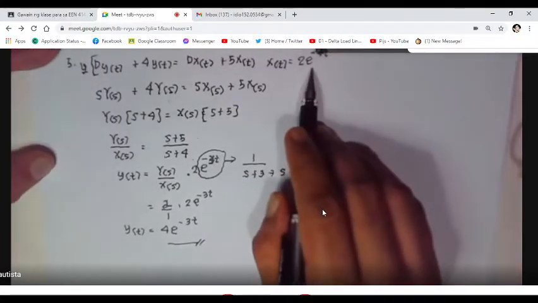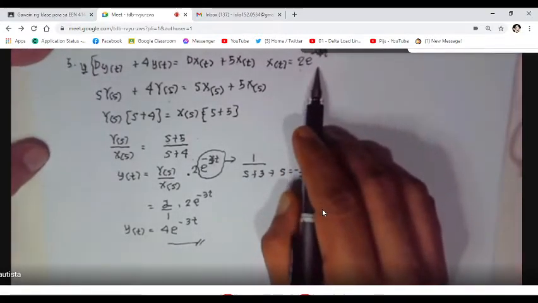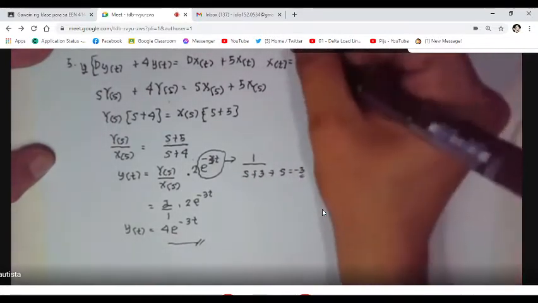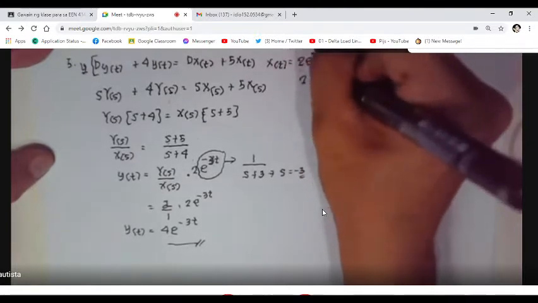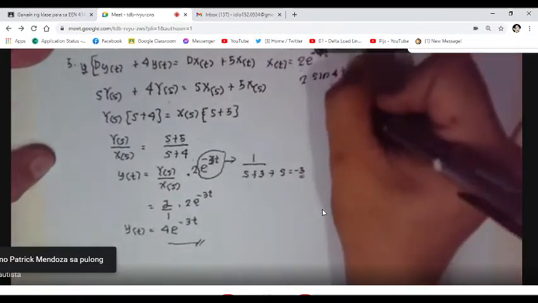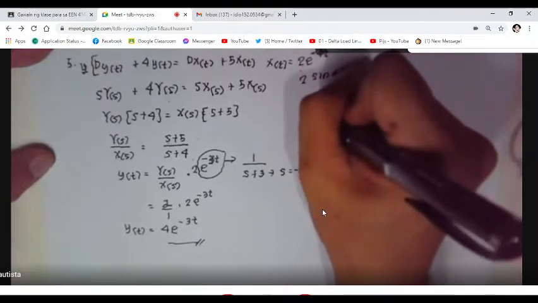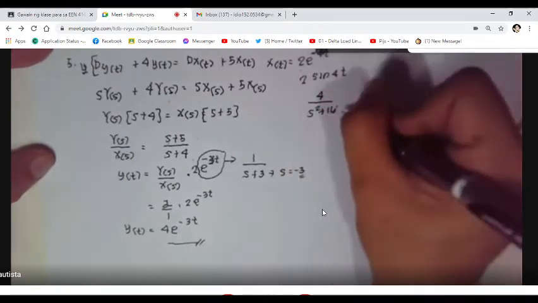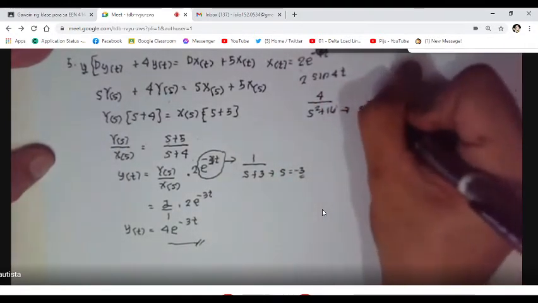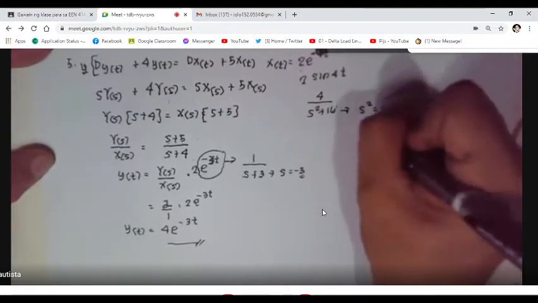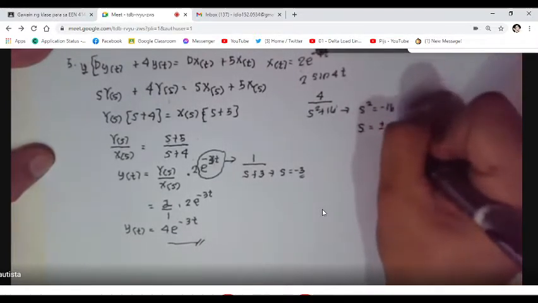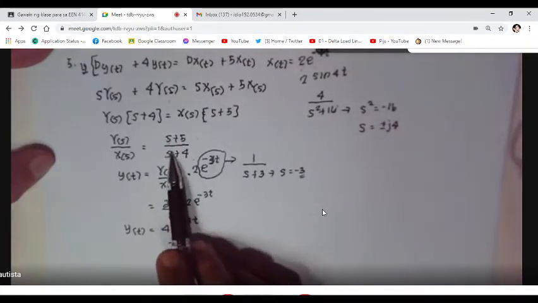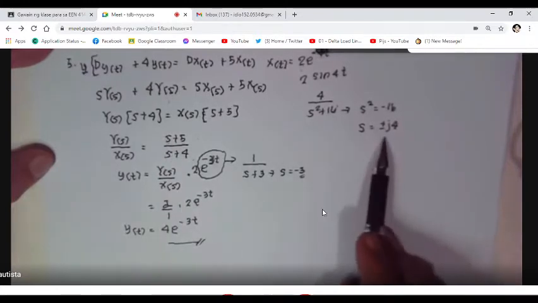So, halimbawa, ito ay sine, halimbawa sine yan. So, kukunin mo yung root, no? Yung root ng sine. Kunyari 2 sine 4t, halimbawa. So, yan ay 4 over s squared plus 16. Kukunin mo yung root nito ngayon. So that is, ang root niyan ay s squared is equal to negative 16. So therefore, dalawang root. So s is positive negative 4j. Ito ngayon ang isasubstitute mo dito. Okay? So dalawa ang magiging sagot.